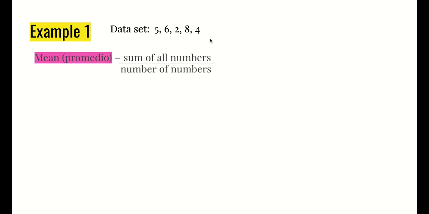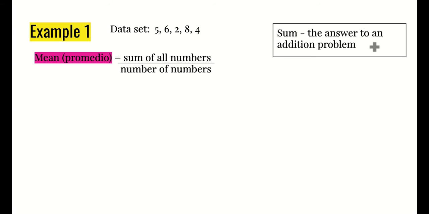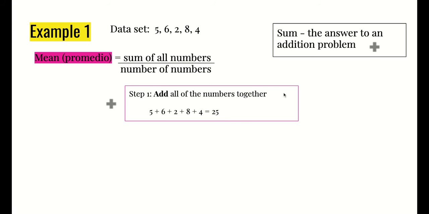So in this example, I have a data set: 5, 6, 2, 8, and 4. When I say data set, all I mean is a group of numbers. To find the mean, I'm going to find the sum of these numbers divided by, that's why I have a fraction bar, the number of numbers that I see. Remember that the sum is the answer to an addition problem, so we're going to be adding here. So step one is just to add all of the numbers together.